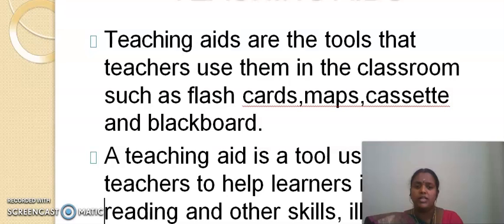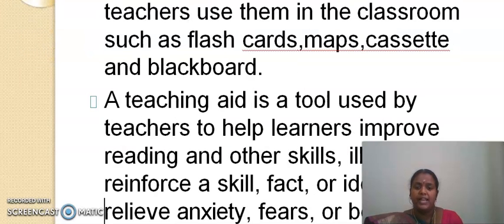The teaching aids are the tools that teachers can use in the classroom, such as flashcards, maps, cassette, and blackboard. We have so many teaching aids to be used, and they will help the teachers to help the learners improve their reading as well as their skills. We can also say it is the assistant of a teacher, because it helps the teachers complete the teaching process on time as well as in the easiest way.